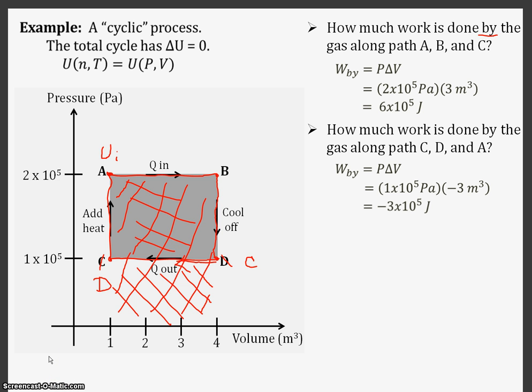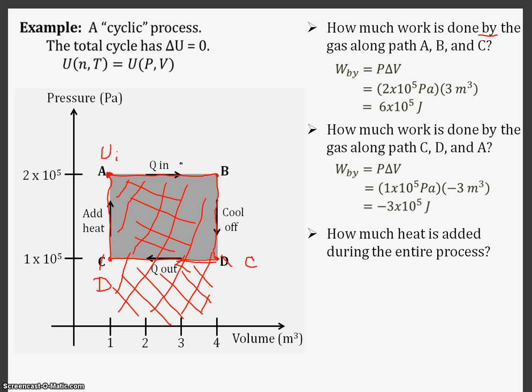So what's happening is that the gas is doing work, so it's losing energy. Whatever that gray area is, that's the energy that the gas had lost. But since it's coming back to the same internal energy that it started from, that has to be compensated by the heat. So the next question is, how much heat is added during the entire process? Pause the recording and see if you can figure that out.